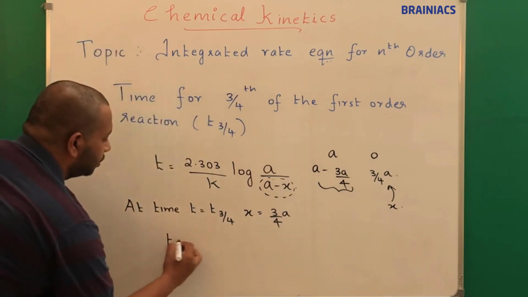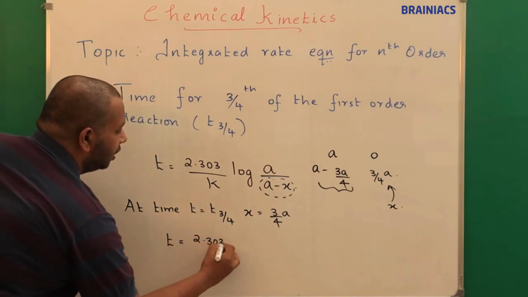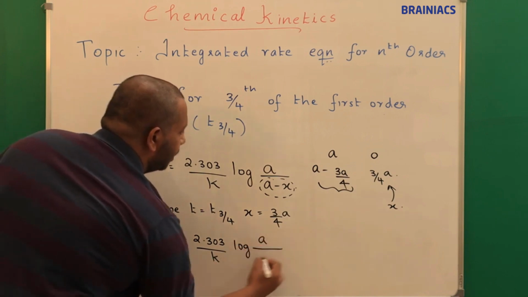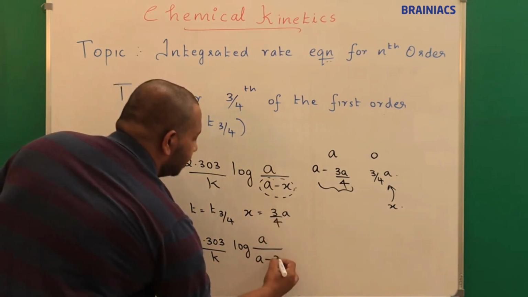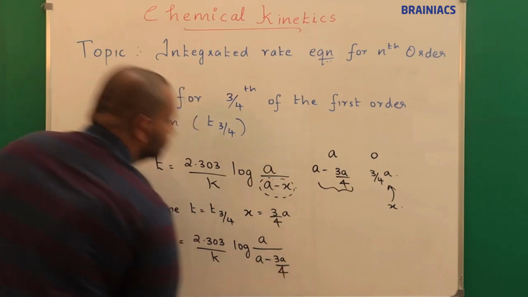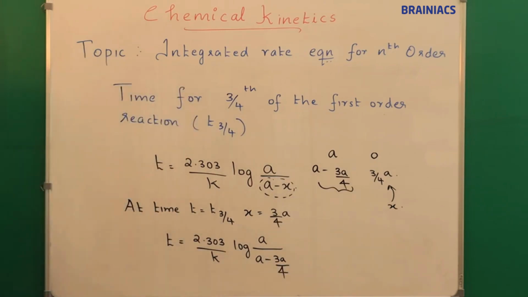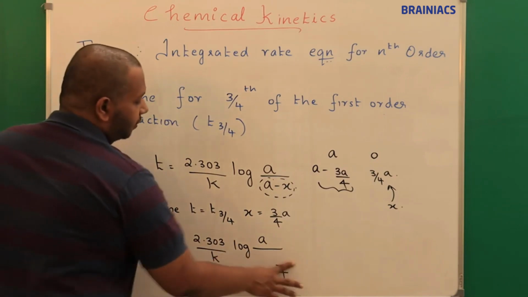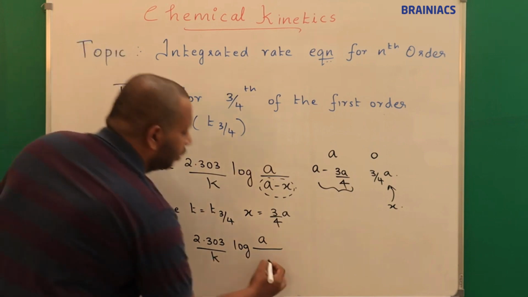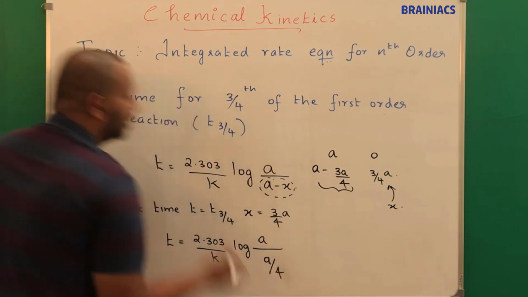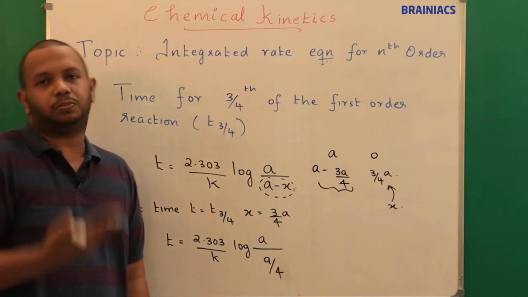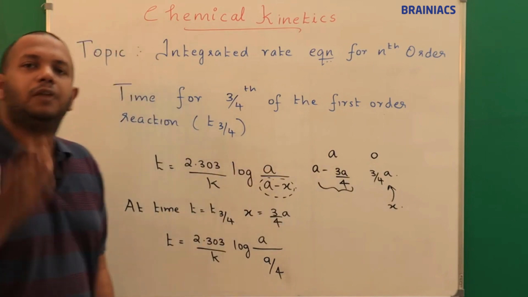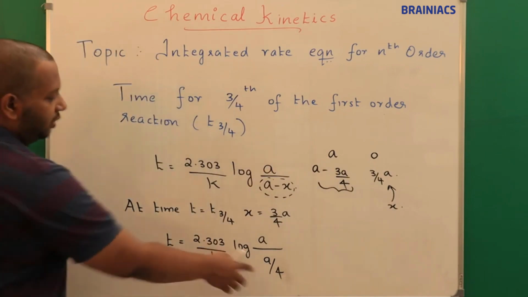So t is equal to 2.303 by k log A by A minus 3A by 4, correct? So what will this value become? A minus 3A by 4, I know that this is A by 4. If you think logically also it is correct. Why? Because 3 by 4th, 75% of the time has passed. So 75% of the product is formed. So the remaining is what? 1 by 4th of the reactant. So that is A by 4.